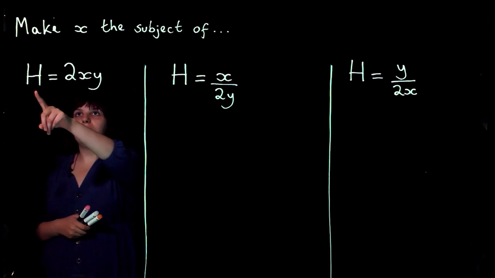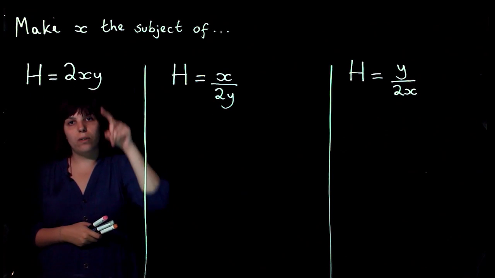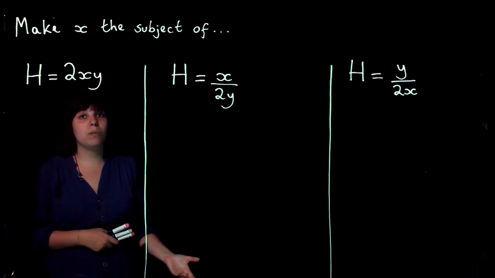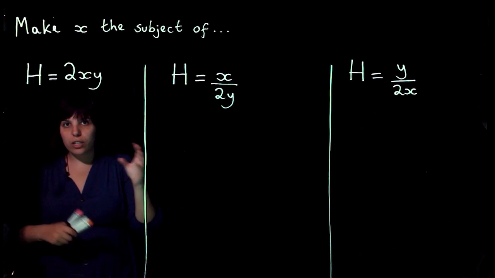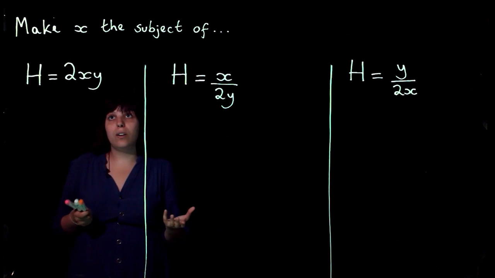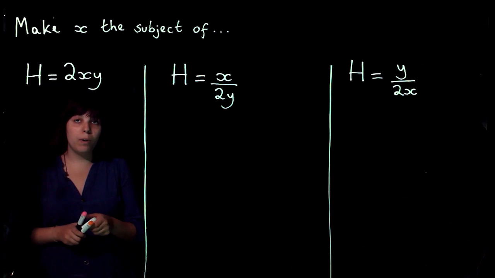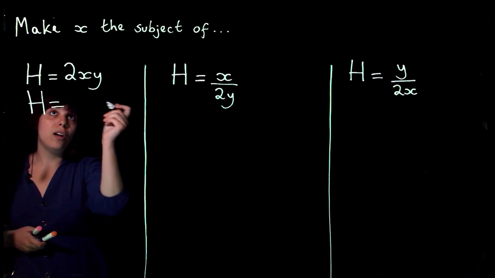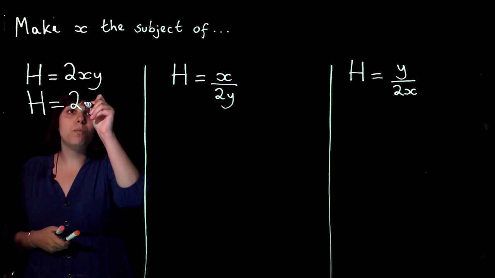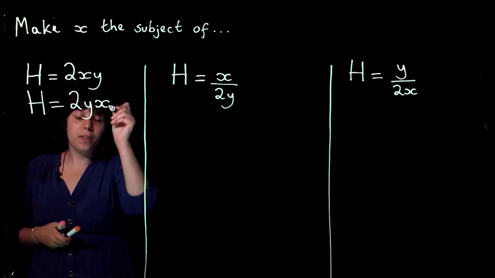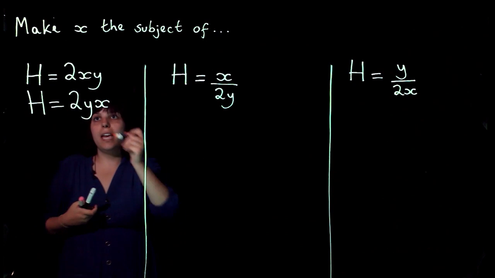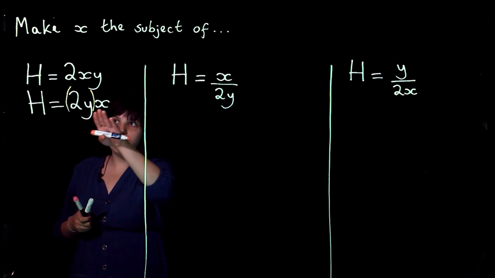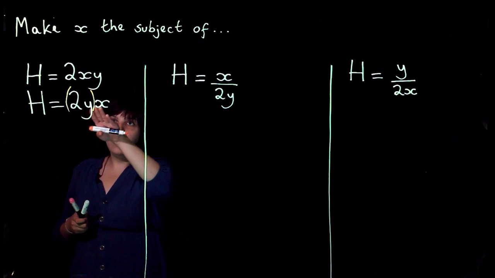So I need to look at this. Now I've got my h on this side and I've got 2xy on that side. Now 2xy is the same as 2 times x times y. And I know I can change the order of those to make it easier for myself. So I've got 2 times x times y at the moment, but actually it'll be much easier to get my x on its own to have 2 times y times x. Because then what I can do is put the 2y in brackets and that gives me 3 parts. So I've got my h, my 2y and my x.